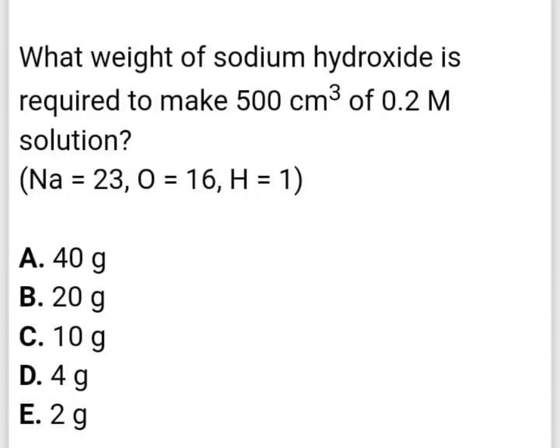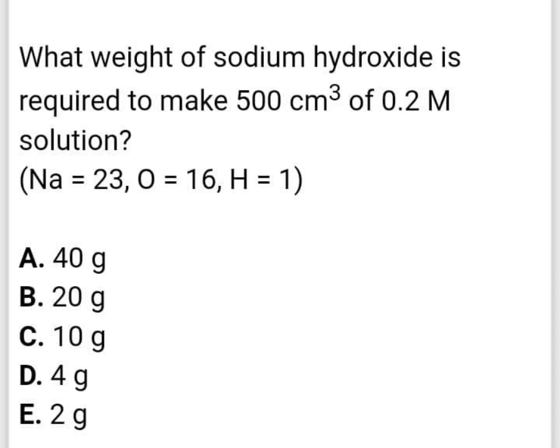So this question emphasizes the weight. It says, what weight of sodium hydroxide, that is NaOH, is required to make 500 cm³ of 0.2 molar concentration? So you can note that we are looking for the mass, not the molar mass. We are just looking for the mass based on the concentration and the volume that were given. So we are looking for the mass, what weight.